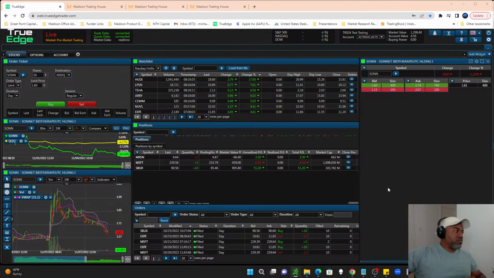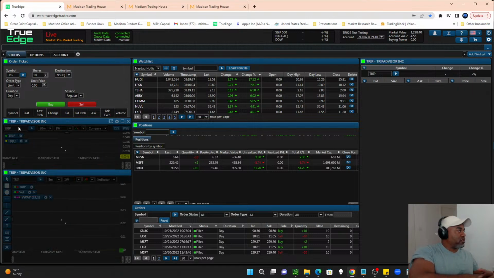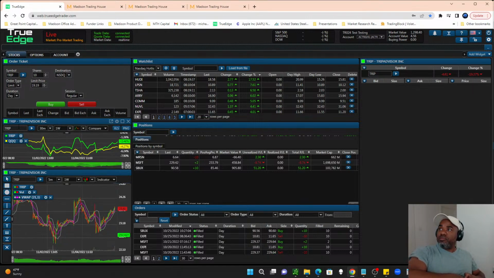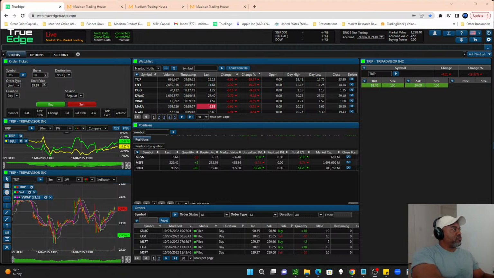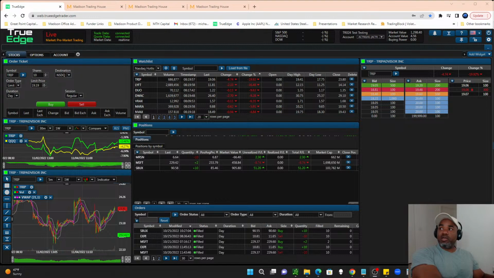TripAdvisor is on the radar. This one's down quite a bit. It's currently down, what's the percentage? Let me add this to here. This is down quite a bit. TripAdvisor is currently down 19%. Look for a potential recovery bounce there. What's the volume pre-market, Poppy, on that one?